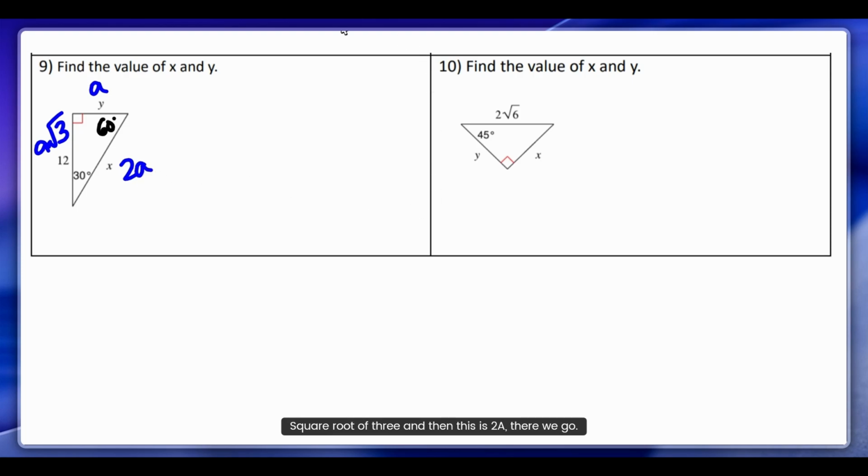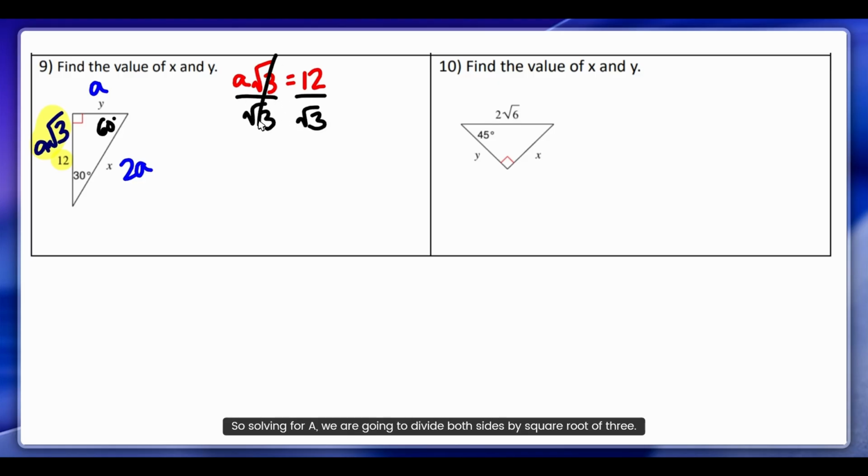There we go. Now, the side that they gave us is the side length of 12, which is our a square root of 3 side. So, build our equation based off of that. a square root of 3, that side, is equal to 12. And we want to find the value of a. So, solving for a, we are going to divide both sides by square root of 3. We end up with a is equal to 12 over the square root of 3.